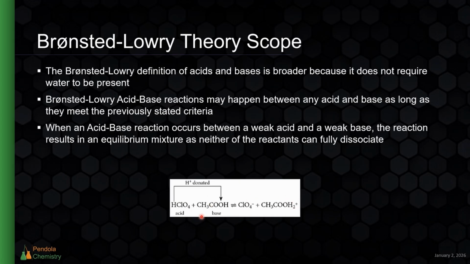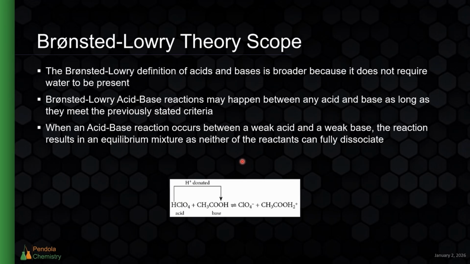But because that ethanoic acid, as the name implies, is amphoteric, it doesn't necessarily want to pick up a hydrogen, so this becomes an equilibrium reaction. But notice, there's no water present anywhere in this reaction. So acid-base reactions in the Brønsted-Lowry theory can happen where water is not present. So let's talk about this. Why does this form an equilibrium, and what exactly is a weak acid and a weak base?